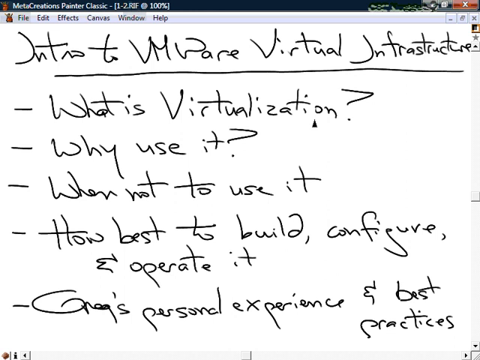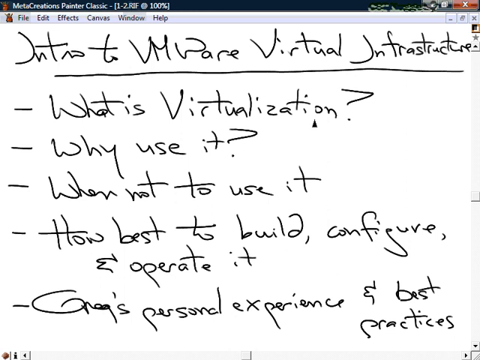Why you want to use it, and also when you shouldn't use it, is a really important question as well, and we're going to talk about that in the next slide. It's important to know that there are some cases in which virtualization may not necessarily be the best idea or the best solution for you, and we want to talk about when it's a good idea and when it's not. What I hope you'll get out of this is how best to build, configure, and operate a virtual infrastructure inside of your network.